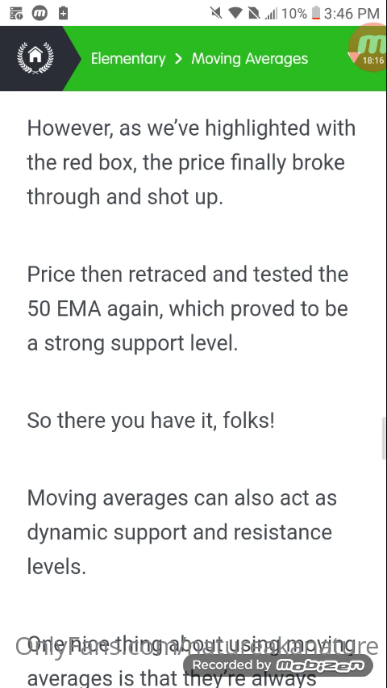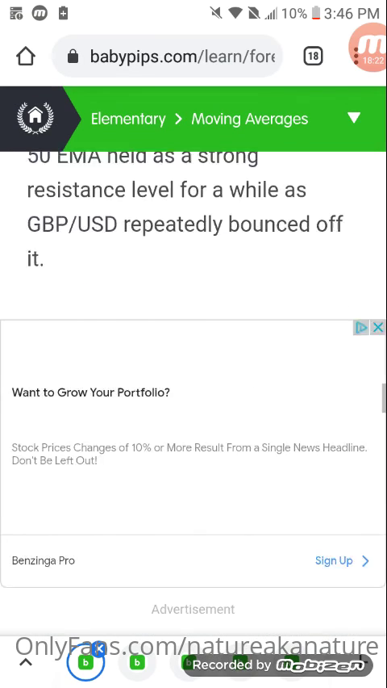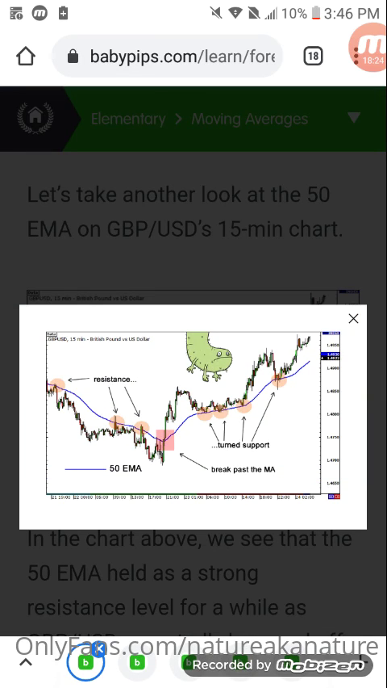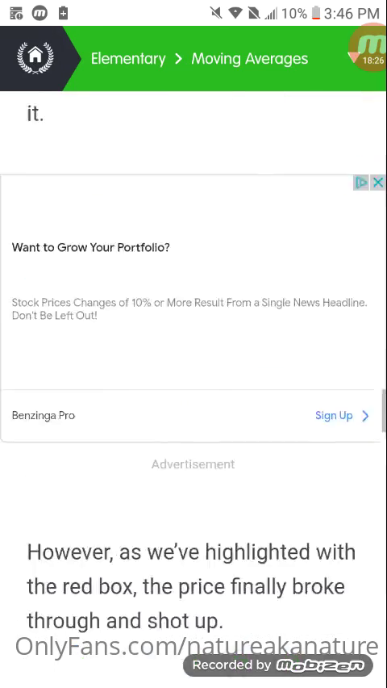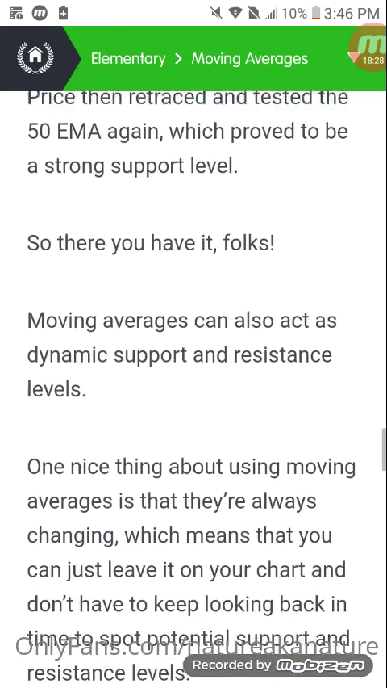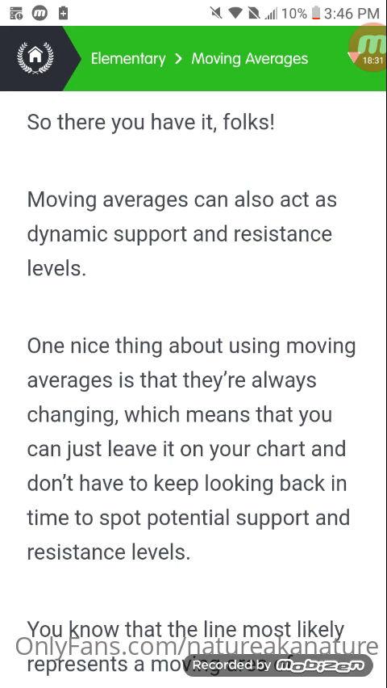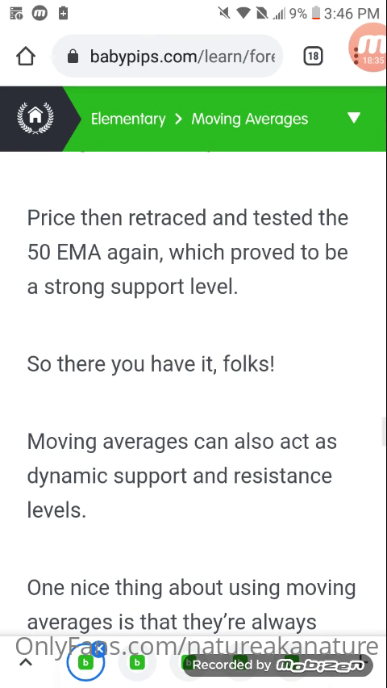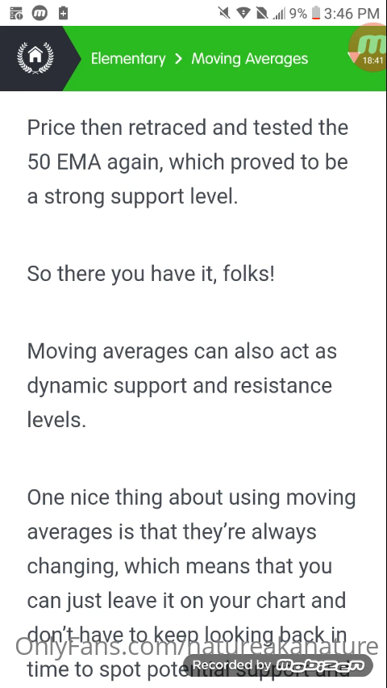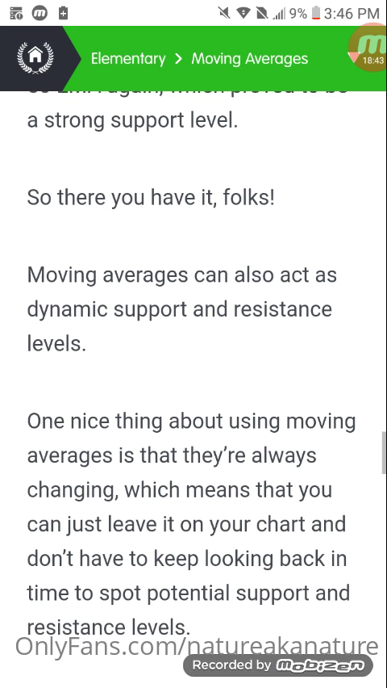Price then retraces and tests the EMA again, which proves to be a strong support level. Right here, it's testing it. We're still in profit because it never goes below that breakout. So there you go, folks. The price retests the 50 EMA again, which proves to be a strong support level. So there you have it, folks. Moving average can also act as a dynamic support and resistance level.